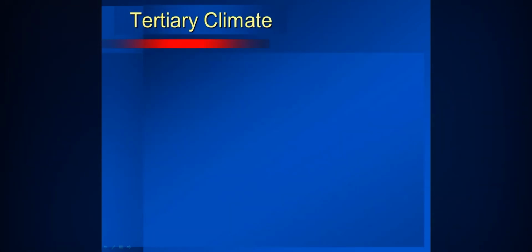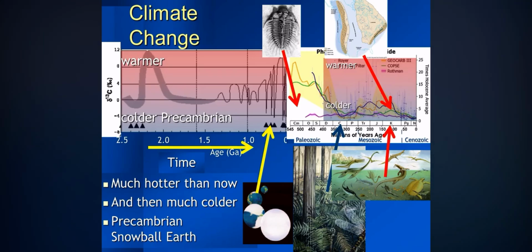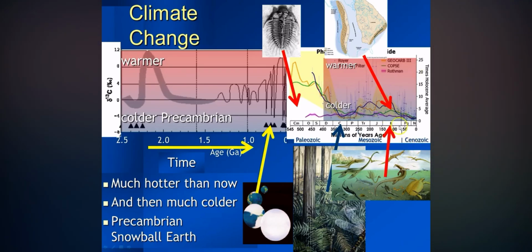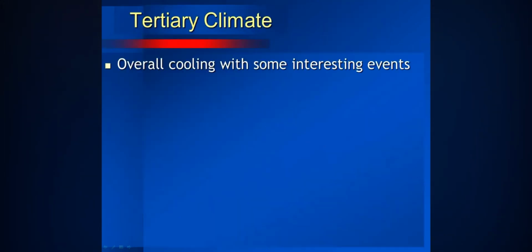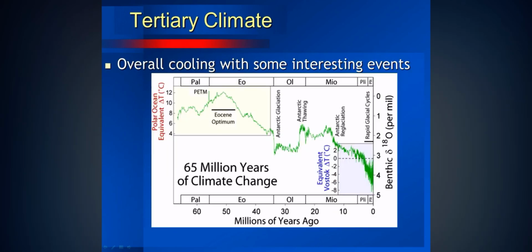Then we get to the Tertiary. Let's go back to that chart and see if we can find where the Tertiary is. It's not labeled on this diagram. Tertiary is part of the Paleogene here. So we've got the Paleogene and the Neogene, and the Tertiary kind of includes part of the Neogene and all of the Paleogene. So Tertiary is more recent times after the dinosaurs died out. And there was an overall cooling trend during that time with some additional interesting events.